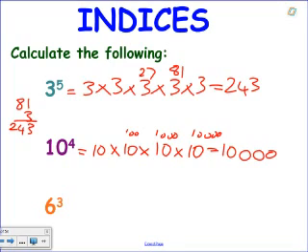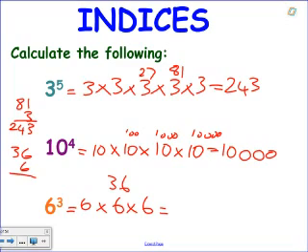Okay? 6 to the power 3 is 6 sixes, 36 times 6. 6 sixes, 36. 6 threes, 18, plus the 3.